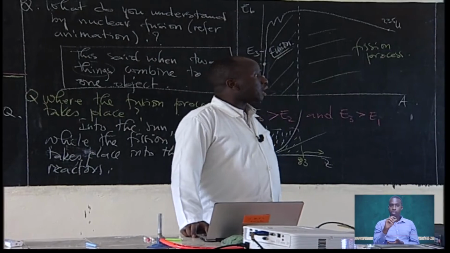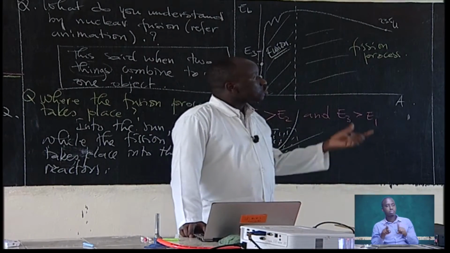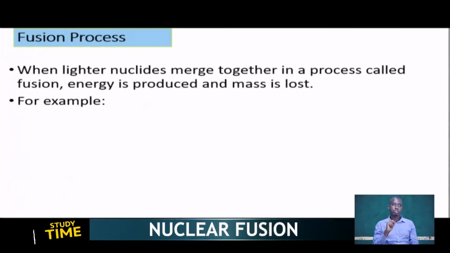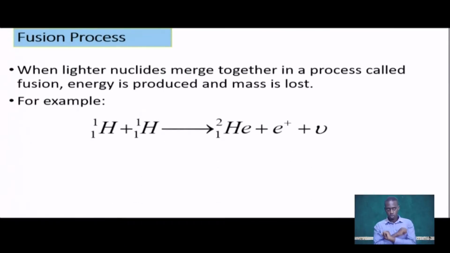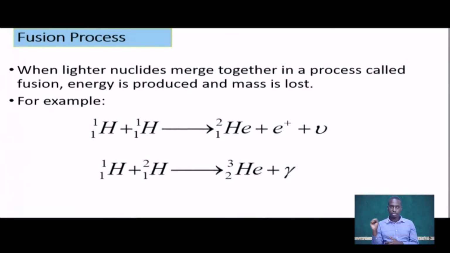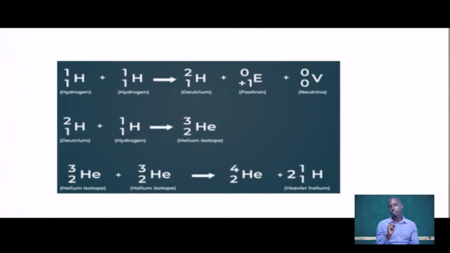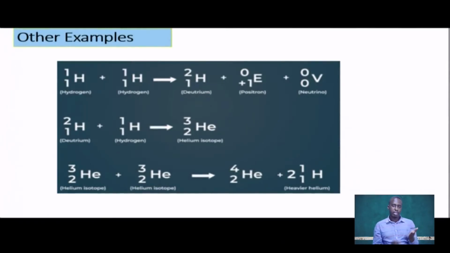And there are some other examples of the reaction. When lighter nuclides merge together in a process called fusion, energy is produced and mass is lost. We'll have to see now how we calculate the mass. Here we have examples of this nuclear fusion. So let's have more examples here.